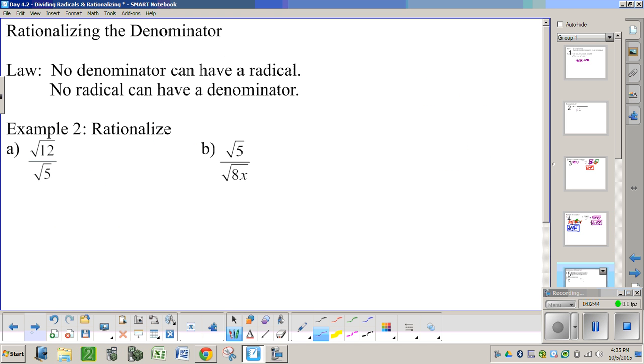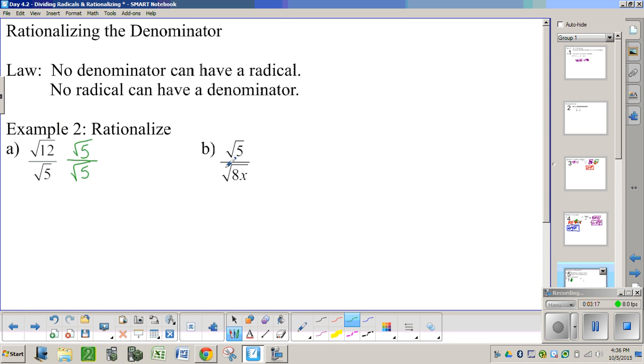Now, one of the rules that we have to work with rationalizing the denominator is the fact that you can't just leave a radical in the denominator. So we go through the process of what's called rationalizing the denominator. It's pretty easy. If you have the square root of 5 in the denominator, you're going to multiply by the square root of 5. Now, notice I'm going to multiply the denominator and the numerator. In reality, I'm just multiplying by 1. I'm not changing the value of my radical at all.